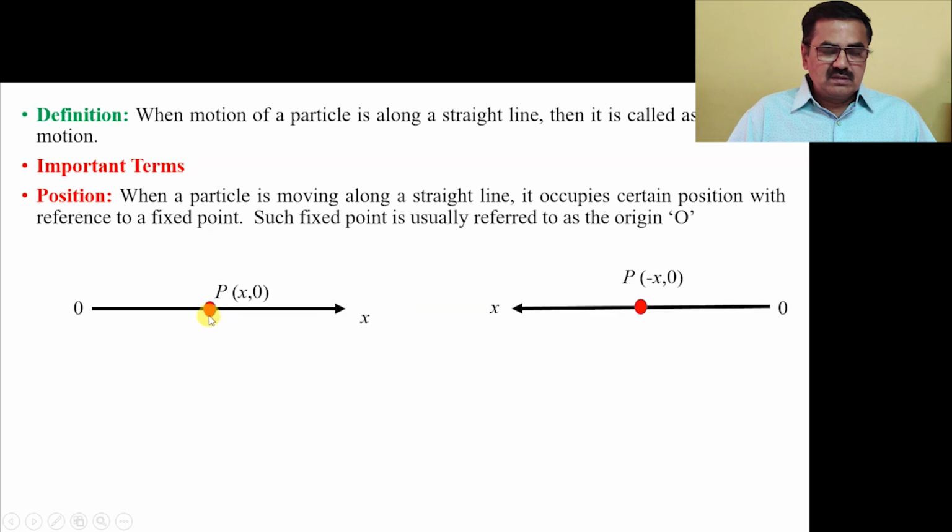So this is the position of the particle for the instant shown in the figure, and this position can be defined with respect to the x ordinate, and y will be equal to 0. So P(x, 0). Here in this second figure, this is the origin, and now the particle is moving along the negative x direction. So the position can be defined like this, P(-x, 0). So this is about the position of a particle.